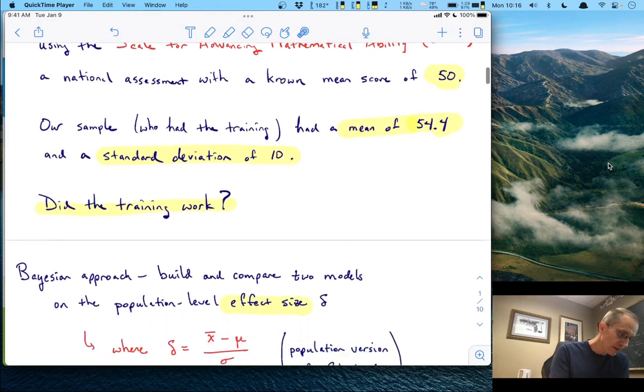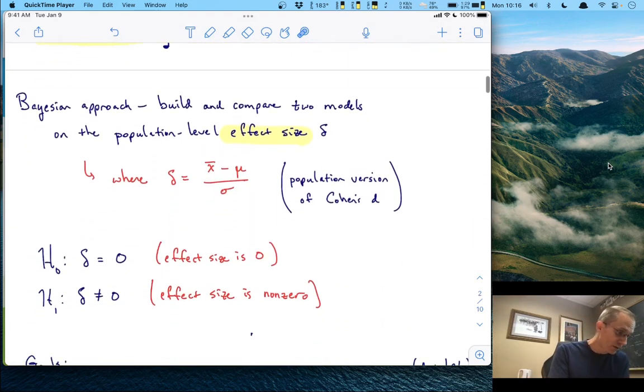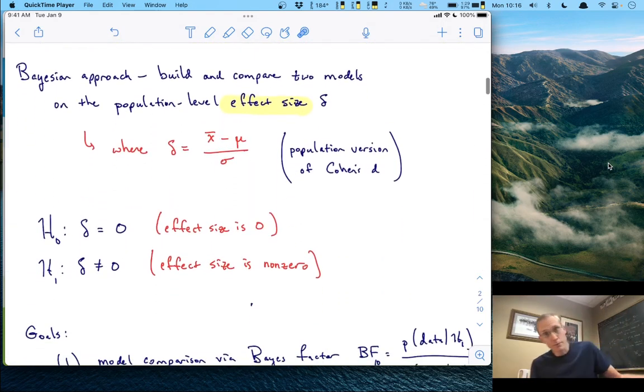Now, the Bayesian approach to answering a question like that, we know from the previous 4 videos, is that what we want to do is build and compare 2 models about the population level effect size. Now, this is a little bit different. Remember, effect size is nothing more than the observed difference in the means scaled or divided by the standard deviation. And so you'll notice I'm using a Greek letter delta here. This is the Greek version of the letter D, which is what you typically see in your statistics courses.